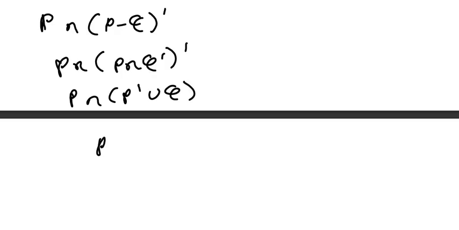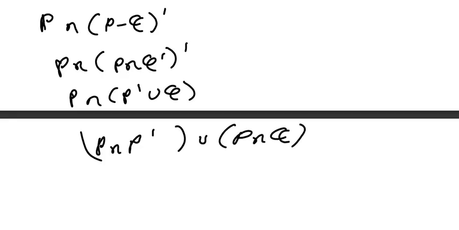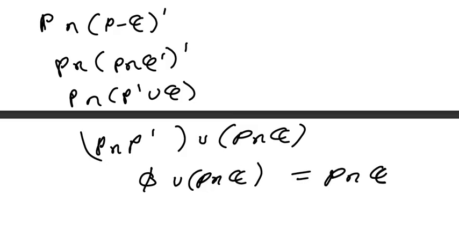Then this is going to be P intersection P complement, then union P intersection Q. This here is going to be an empty set, union P intersection Q. This is just going to be P intersection Q. We cannot simplify this further because we don't know how P and Q are related. Remember that any set intersecting its own complement is always an empty set. Then any set, union an empty set, is that same particular set. So that's what we're getting here.